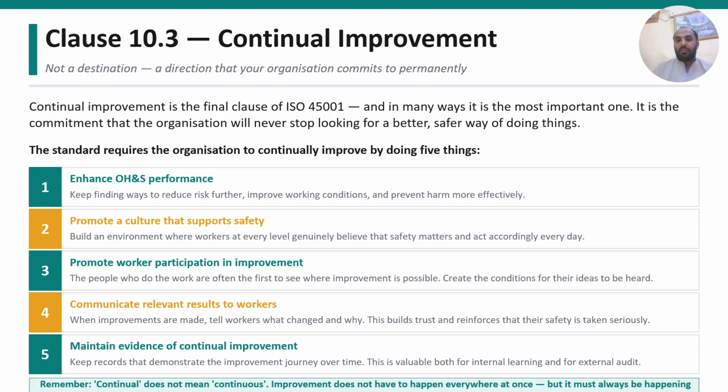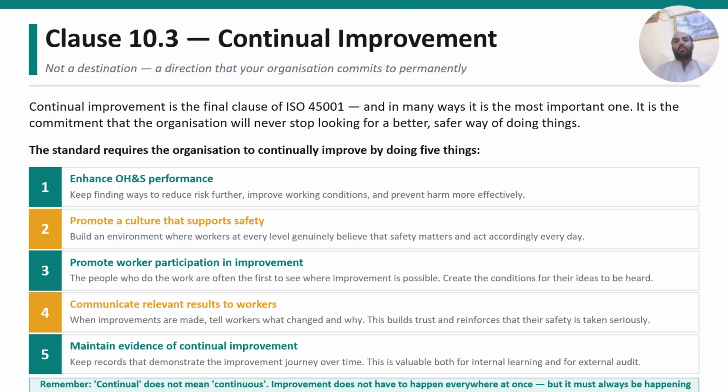The fourth is to communicate the results of continual improvement to the workers. When something changes, when a process is made safer, when a hazard is eliminated, when a new control is introduced, workers need to know about it. This builds trust. It shows that the organization is not just going through the motions. It demonstrates that the commitment to improvement is real.